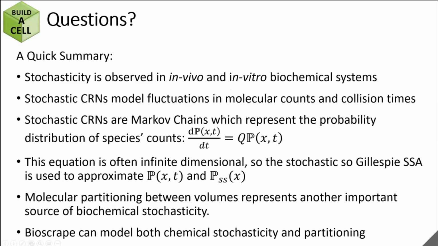So let me give you a quick summary, then I'll take some questions, and then we'll move into the coding demo. Stochasticity is observed in vivo and in vitro in biochemical systems. Stochastic chemical reaction networks model fluctuations in molecular counts and collision times, while deterministic chemical reaction networks assume everything is continuous and there is no noise. Stochastic chemical reaction networks are formally Markov chains, which represent the probability distribution of the species counts, and is given by this equation here.